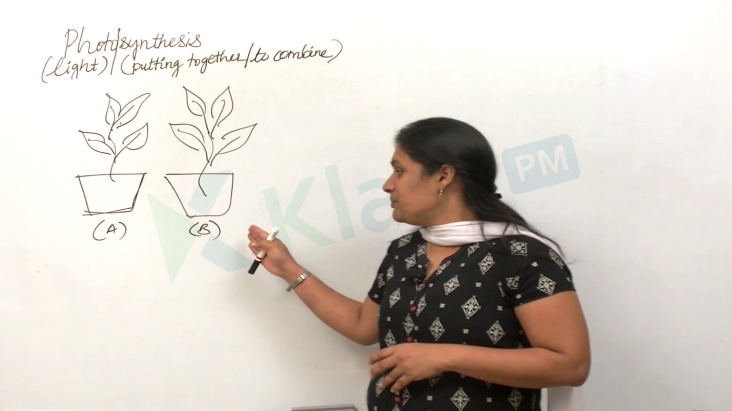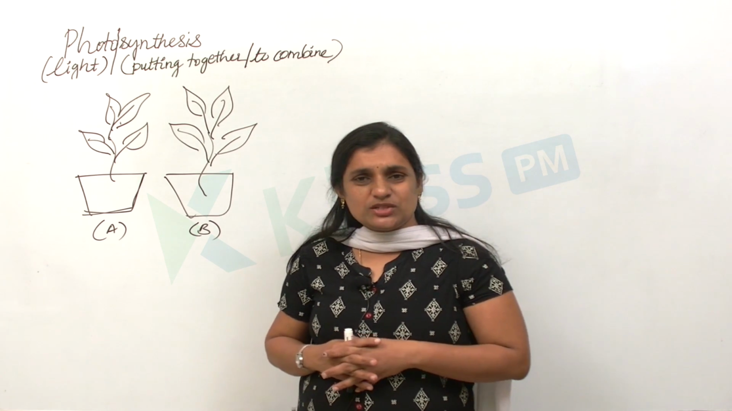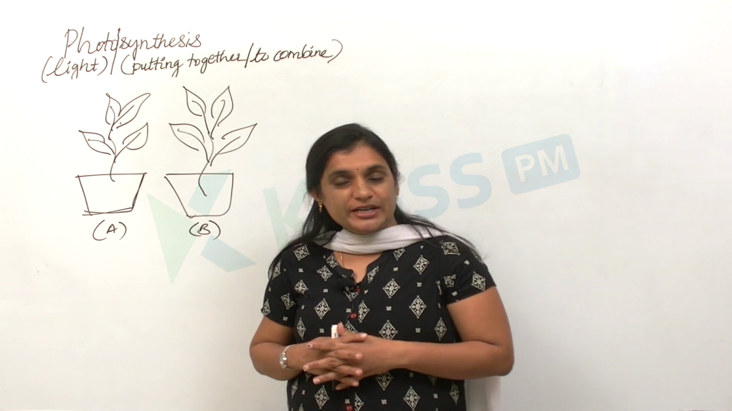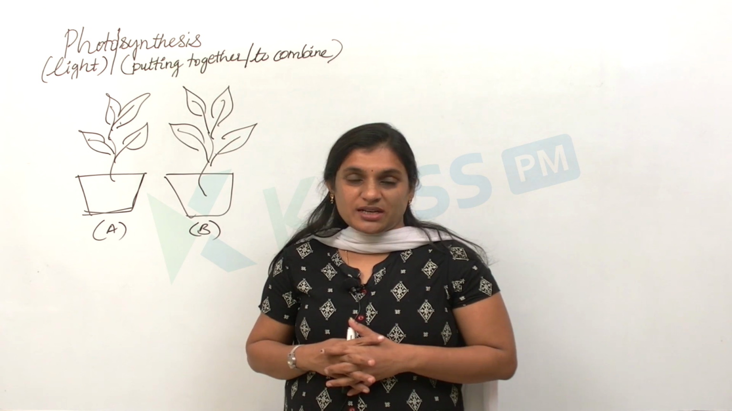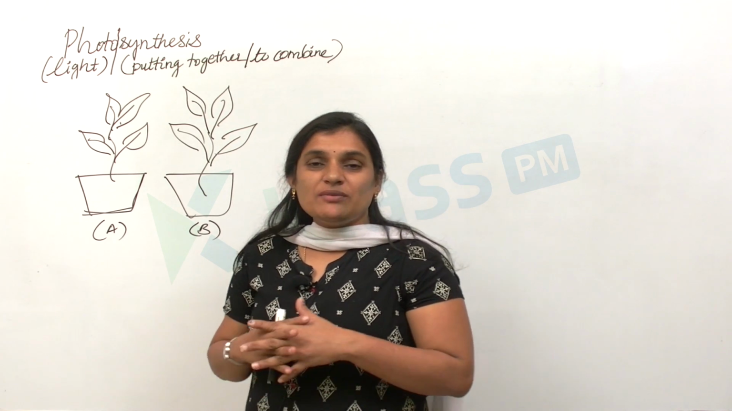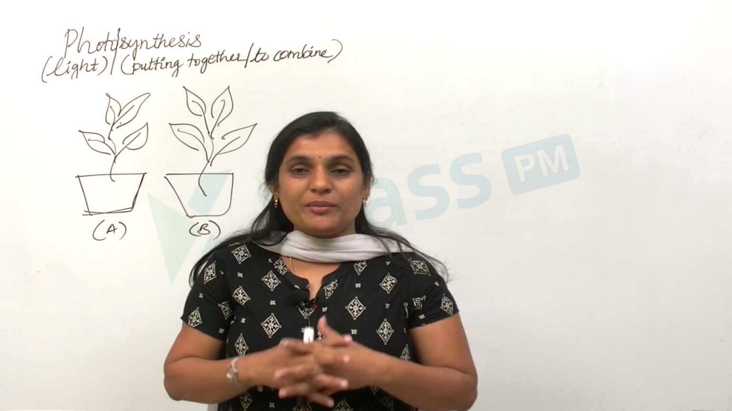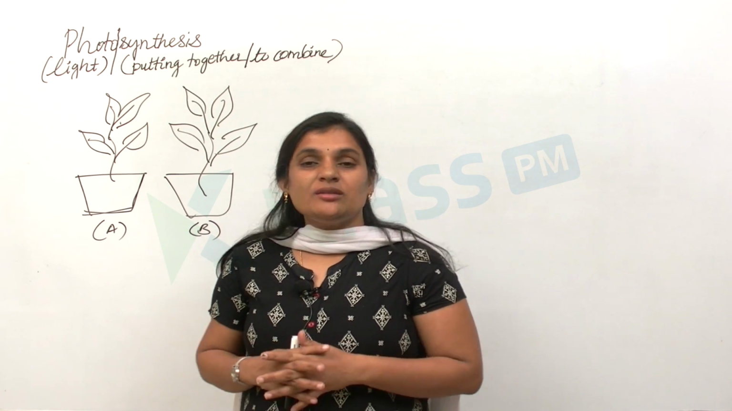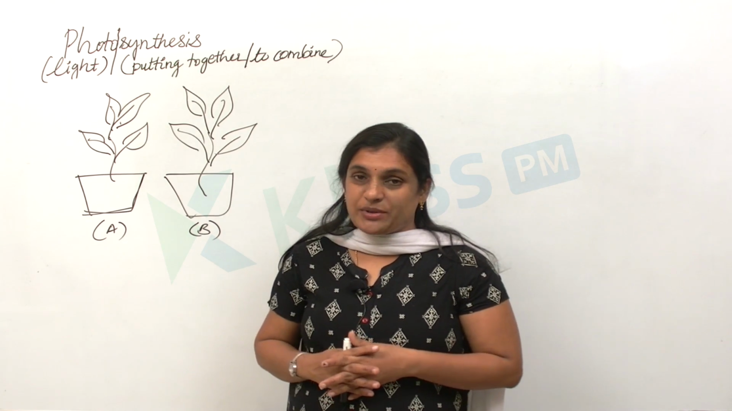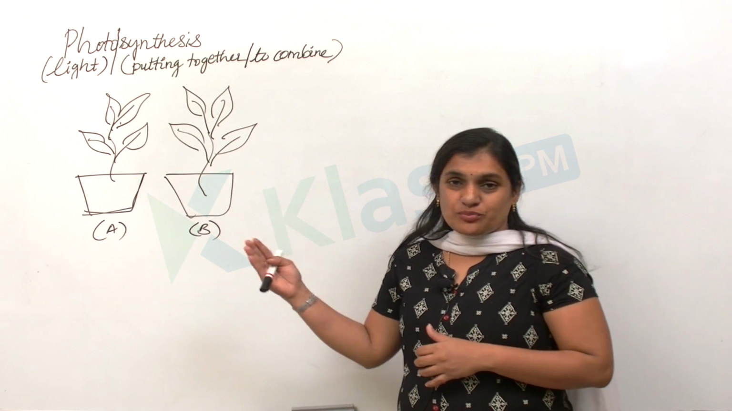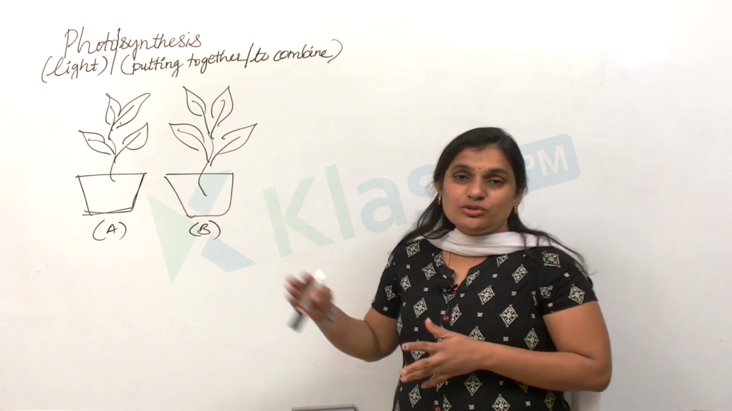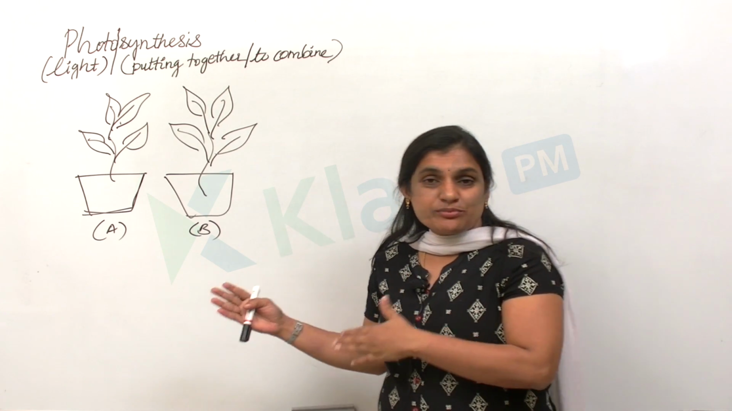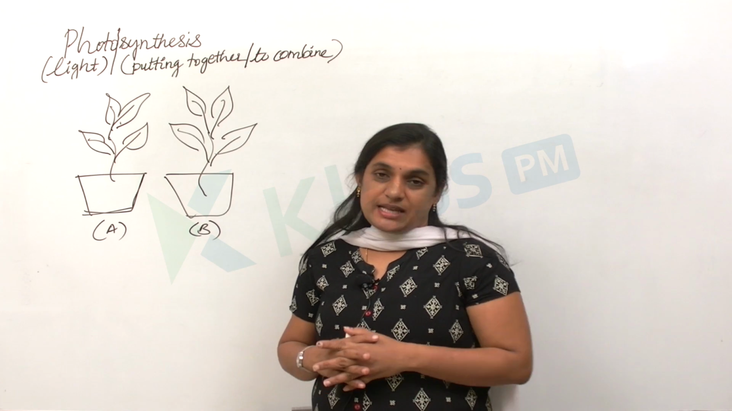But when you take pot B, it hasn't shown any change, because this was kept in a dark room for 3 days where there is no availability of sunlight. So what do you understand by this? Even if one of the nutrients or one of the raw materials is absent, then the process of photosynthesis cannot happen. This is what has been proved by doing this activity.